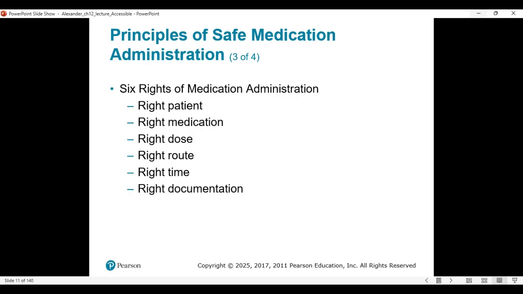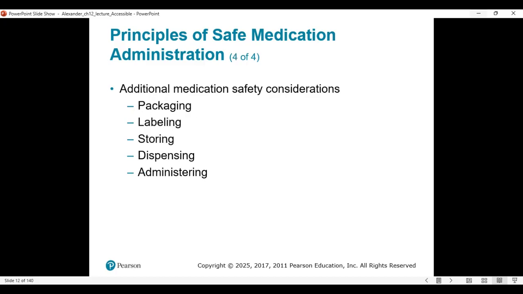It's the right time, which means like when we're doing a repeat dosage, we should be giving the drug now. How do we give the drug over what amount of time? Some drugs are rapid IV push, some are over like 10 minutes. So we have to use the right time. And then we're going to do the right documentation. We're going to document, right? Additional medication safety considerations are the packaging, the labeling, the storing, the dispensing, and the administering.